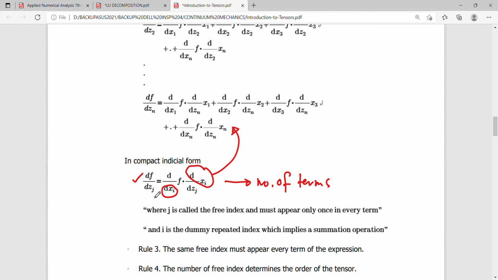Okay, so you have one free index here. If j is 1 to 100, okay, let's say j is 1 to 100, then you have 100 equations, 100 expressions, 100 terms. Okay, and this is a vector. Since you have only one subscript, then this represents a vectorial notation.